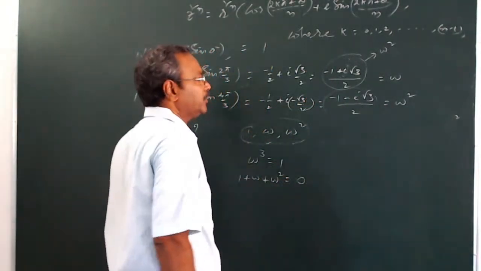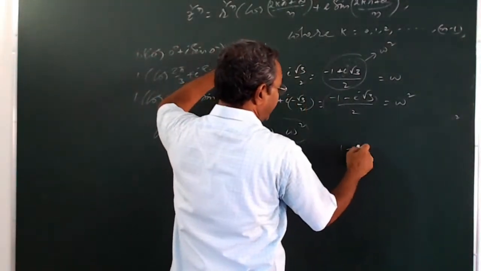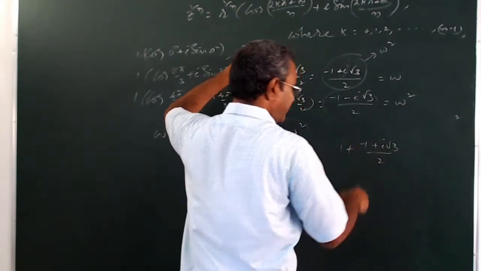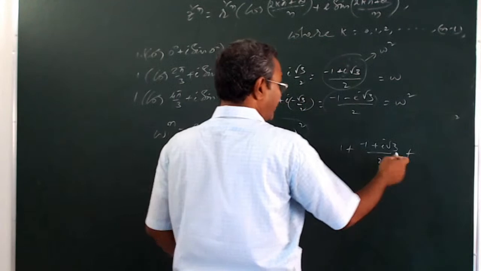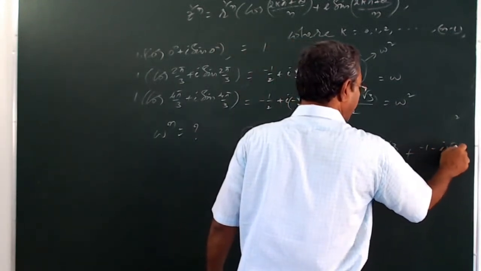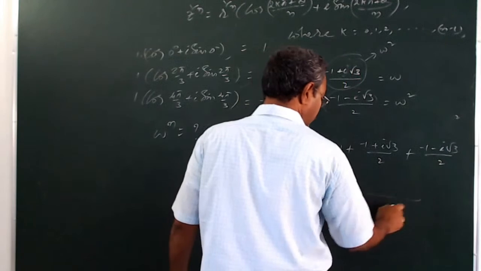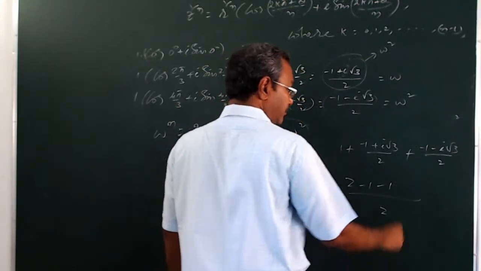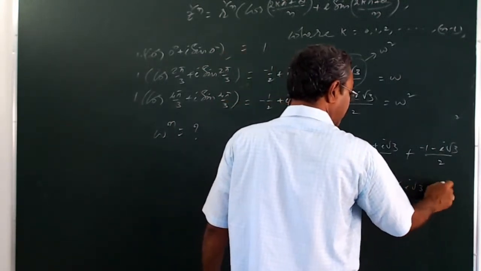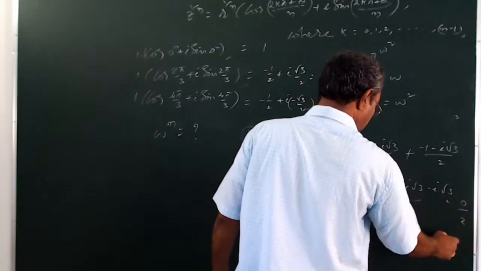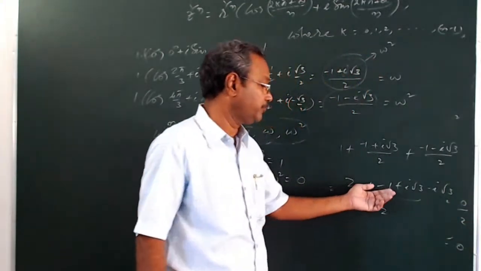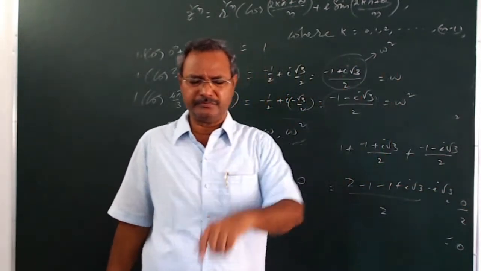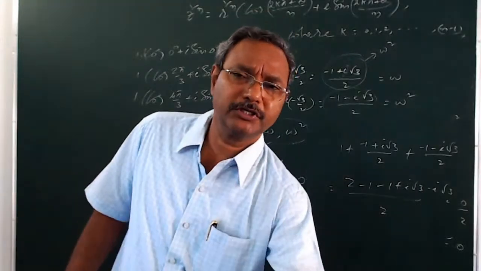So this is 1, plus minus 1 plus i root 3 by 2, plus the other one, omega square, which is minus 1 minus i root 3 by 2. This is 2 minus 1, and we have this minus 1 here, plus i root 3 minus i root 3. 2 minus 2 is 0, plus i root 3 minus i root 3 is 0, so we have 0 in the numerator, and this is 0. So the sum of all the cube roots of unity is equal to 0.